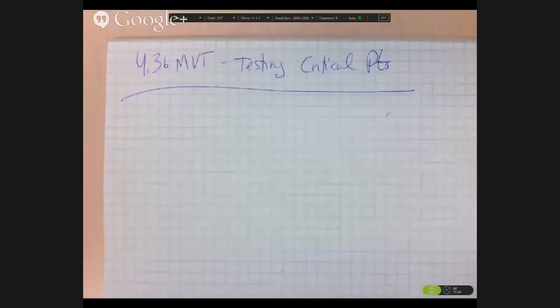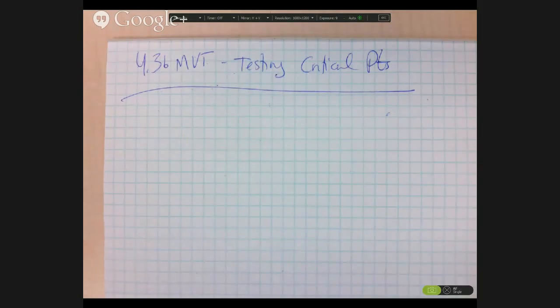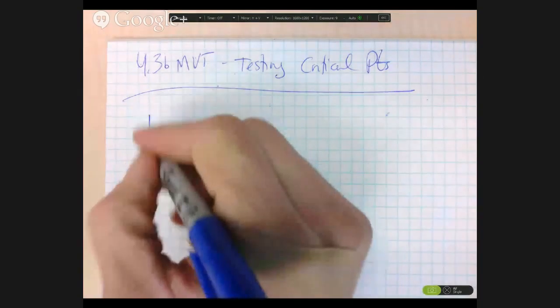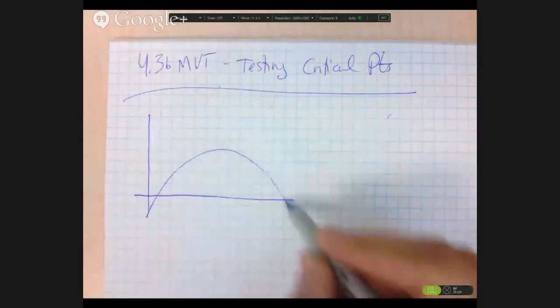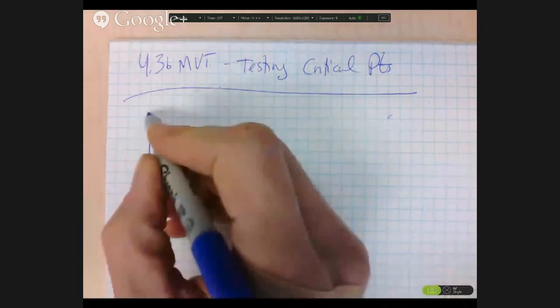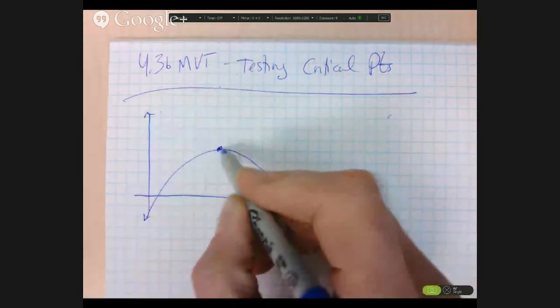Okay, we're gonna test critical points today to determine maxima and minima. Let me give you an idea of what this looks like. Okay, that is a quadratic, yeah? Critical point here.